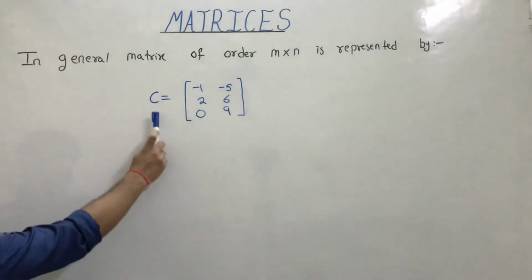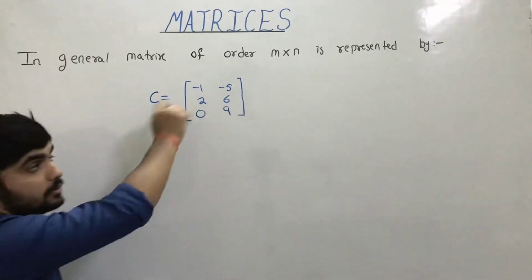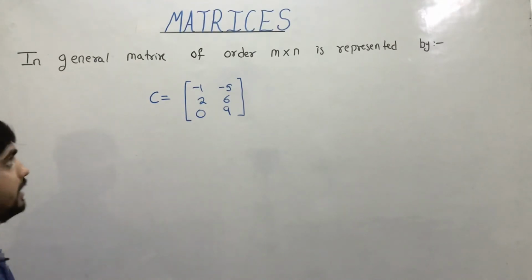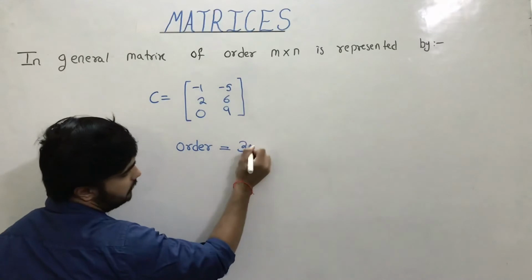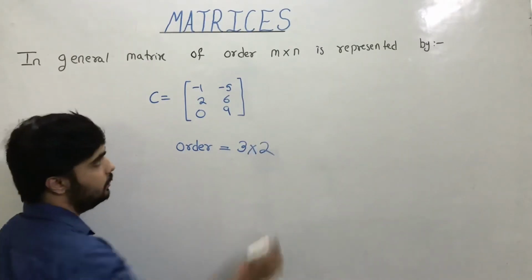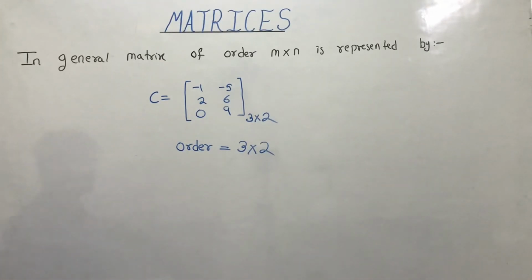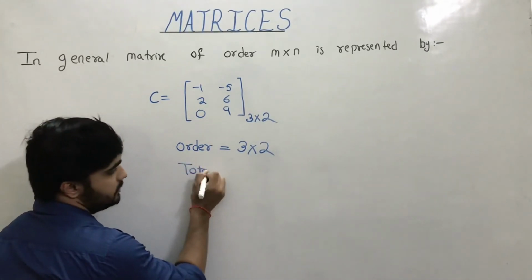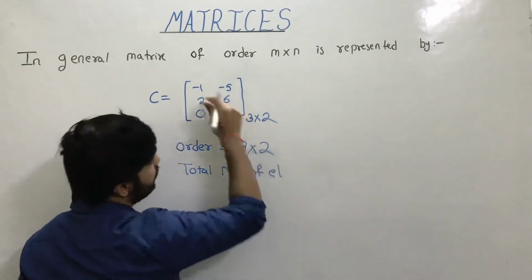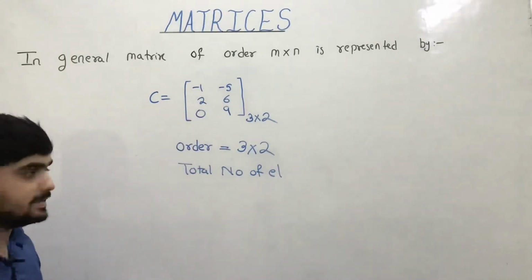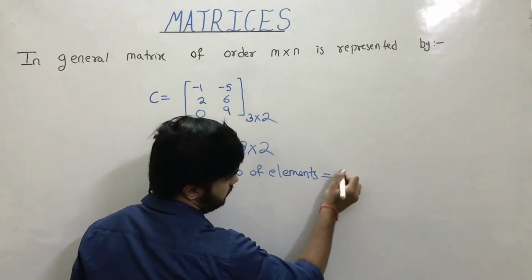As you can see, matrix C is written on the board. So C consists of 3 rows and 2 columns. So the order of C is 3 into 2 or 3 by 2. So 3 rows and 2 columns. Similarly, the total number of elements in this matrix are 1, 2, 3, 4, 5 and 6. So the total number of elements is 6.